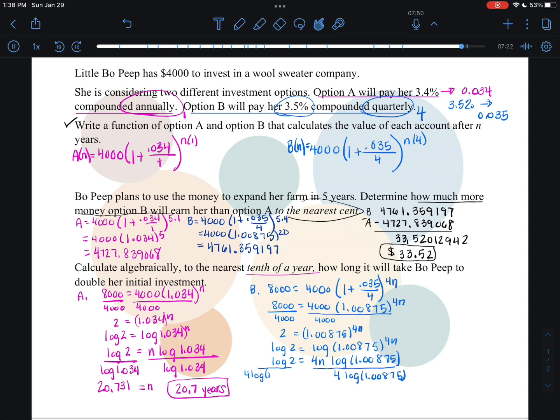For the log of 1.00875, putting that into my calculator, for n I get that option B will only be 19.89 years, or to the nearest 10th of the year, 19.9 years. So definitely a faster way to double the investment. And I'm done with the question.